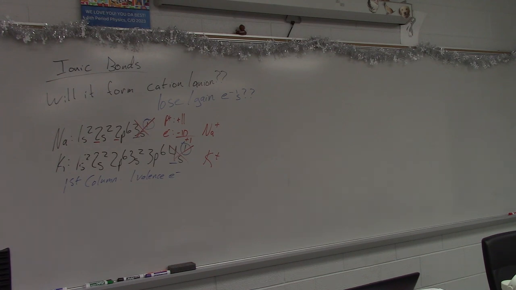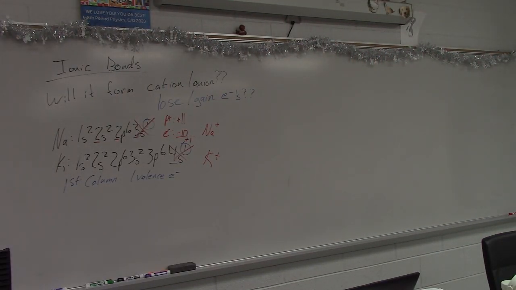It's supposed to have eight. Whenever it comes off the periodic table at first, how many valence electrons does it have? One.